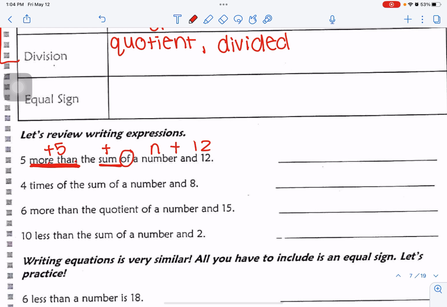So let's write this. 5 more than the sum of n plus 12. Okay, I'll do n plus 12, put that in parentheses, and then plus 5. So I put my plus 5 at the end. And we are writing these expressions exactly how we see it in words. So we are writing it in the order that we see it. Okay, now we do 4 times. That tells me to multiply.